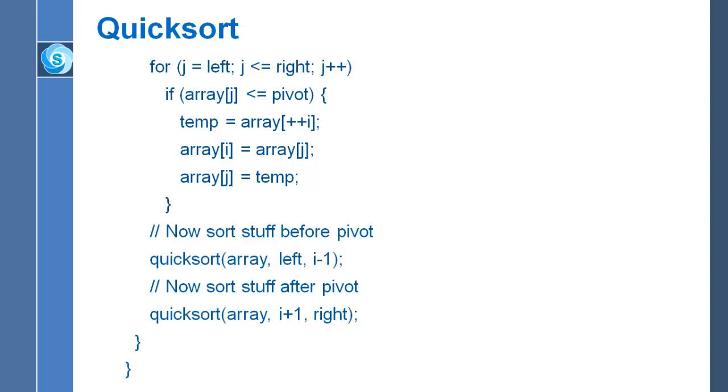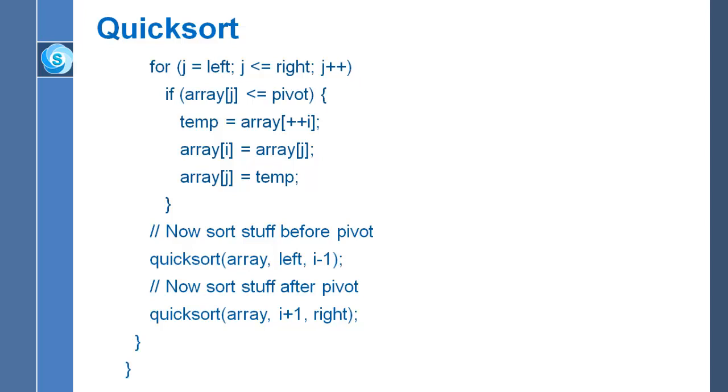Okay, well again, J is playing the role of that black arrow. So we initialize J to the left. It's pointing to the start of the portion that we're trying to sort. It's going to increment each time through the for loop, and it's going to continue as long as J is less than or equal to right. Because we want to quit when we get to the end of the portion from left to right. Each time through the loop, the entry at position J is going to get compared to the pivot.